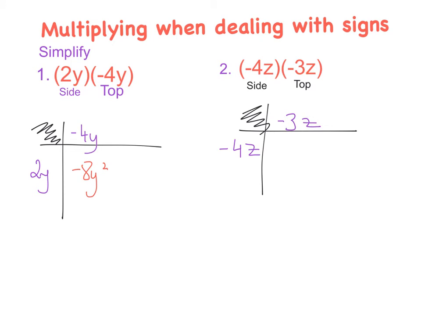And we'll do the signs first. A minus multiplied by a minus gives me a plus. 4 multiplied by 3 gives me 12. And z multiplied by z gives me z squared. So the answer to this question here is plus 12z squared.